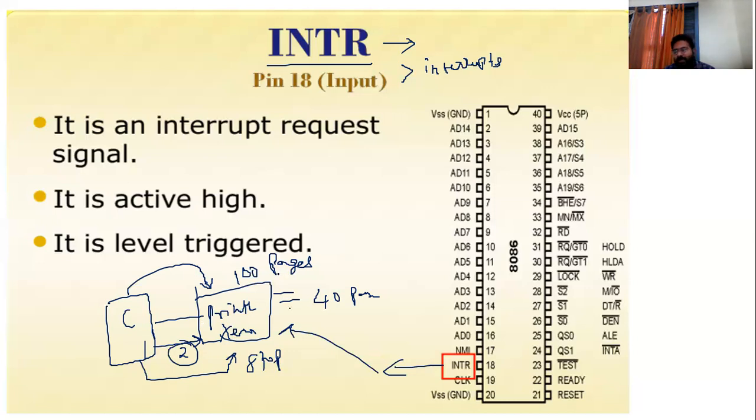Suppose you are printing 100 pages, and another person comes to you and says, I urgently want to print these 20 pages of a document. At that time you can stop that process, interrupt it, and give commands to the printer to print the second document. So you can interrupt the current operation. To interrupt that operation, you must give some interrupt request.